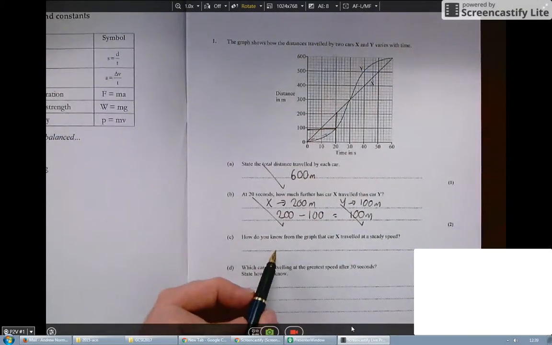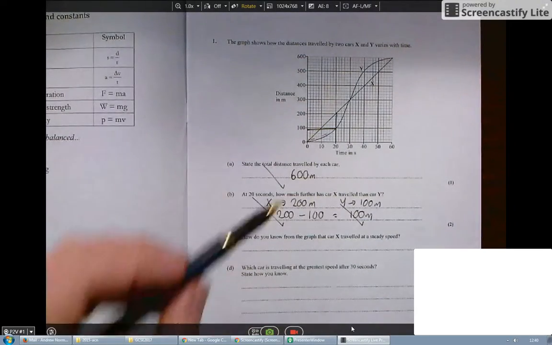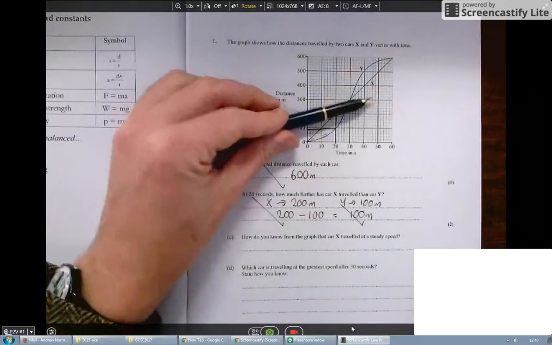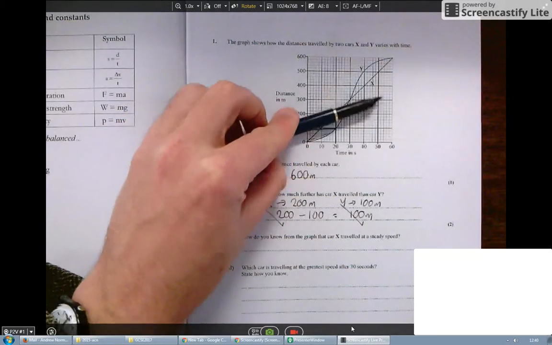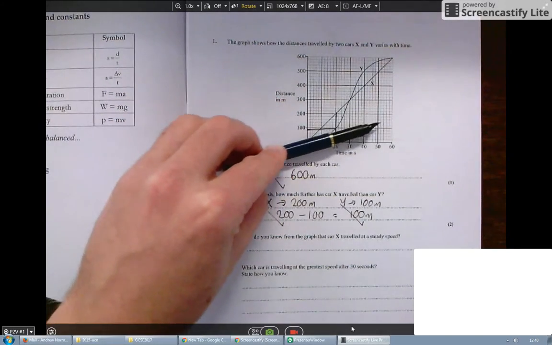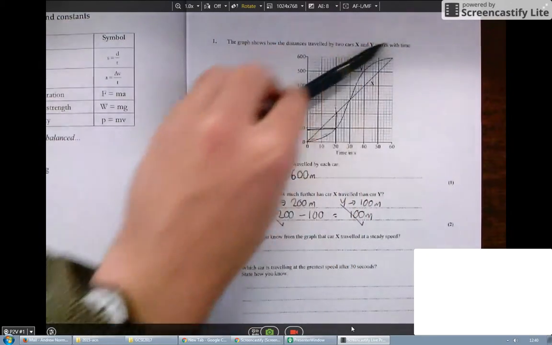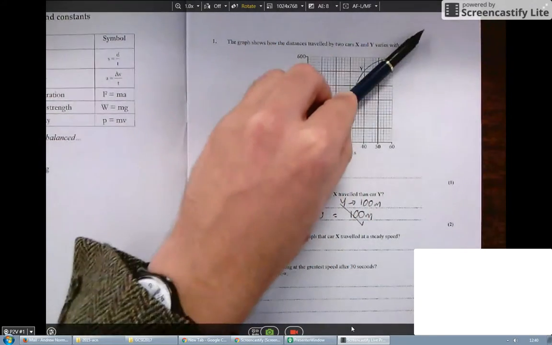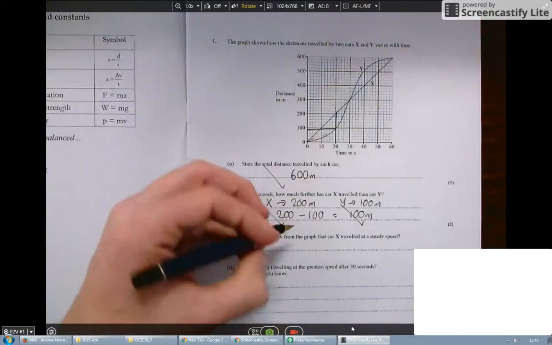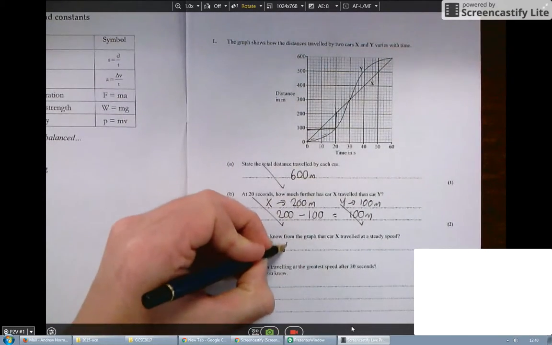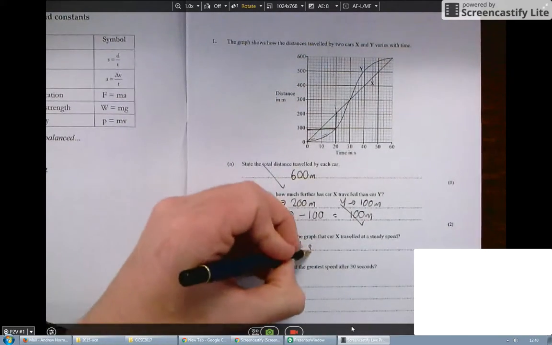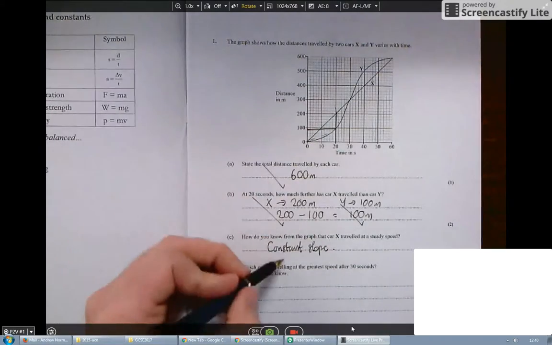How do you know from the graph that car X travelled at a steady speed? Well, we know that on a distance time graph, the speed is given by the slope of the graph. You can see for Y, it's not travelling at a steady speed at all. In fact, the speed is changing throughout the motion, whereas X is a constant speed because the slope is constant. So constant slope or constant gradient would have got you the mark there.